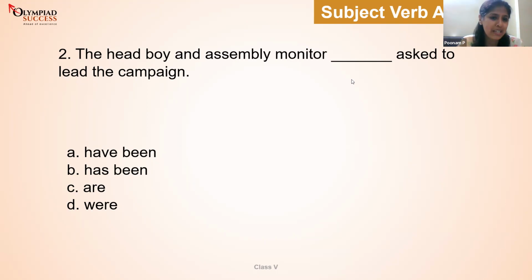Has been asked to lead the campaign. Now you will wonder, ma'am, how do we know that they are only one person? But if they were 2 different entities or 2 different individuals, then I would have used the article the in front of assembly monitor: the head monitor and the assembly monitor. Here, since I don't have the article the before the second subject, they are to be considered as one. The cook and the gardener are absent today. Haven't come today.